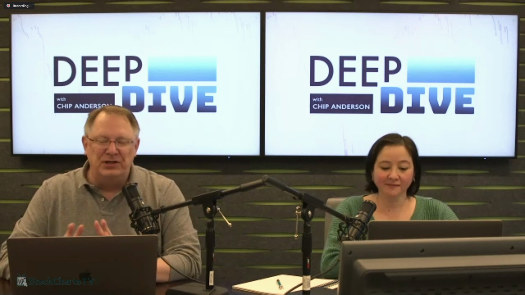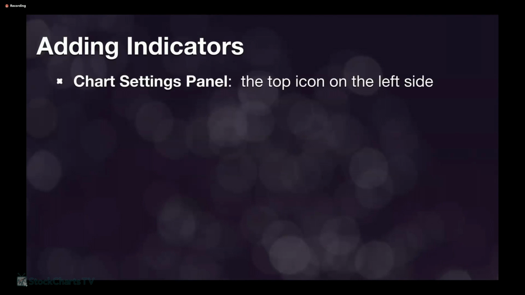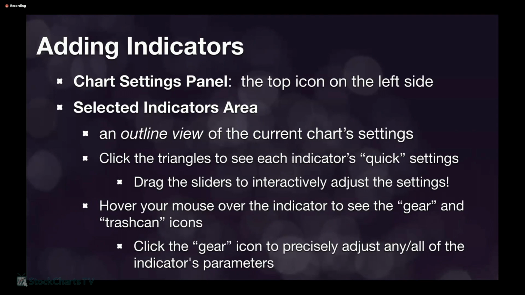All right, so this slide is probably the most important slide of the presentation. I want to make sure we go over this in great detail because it's very, very important that you understand how to add indicators, how to customize indicators to your charts. So the way you do it is with the chart settings panel. That is the panel at the top of the left side of the ACP window. Top icon is up there. It's the one I didn't show you in my last demo.